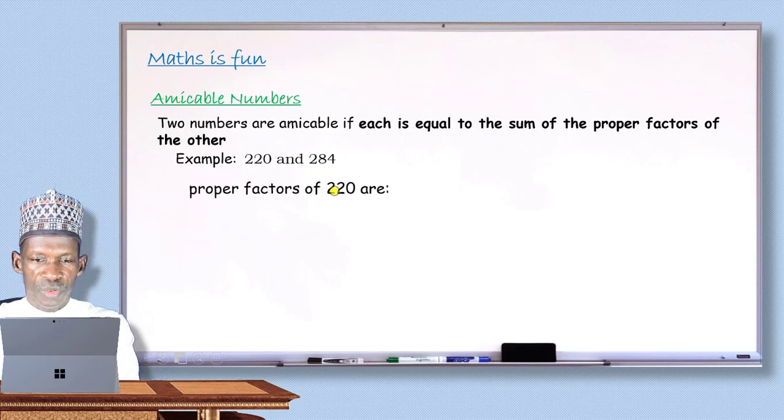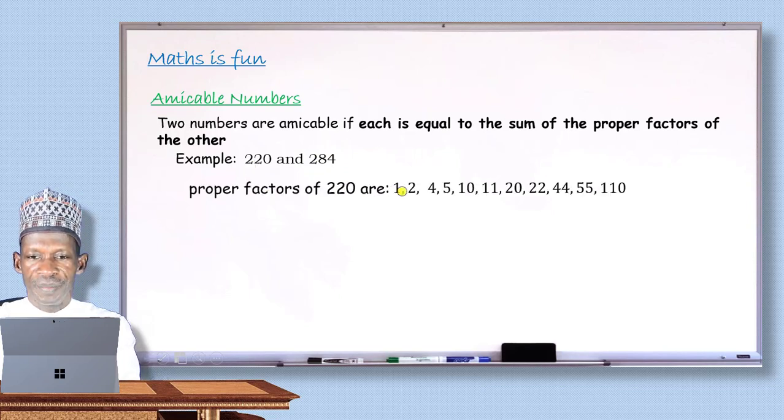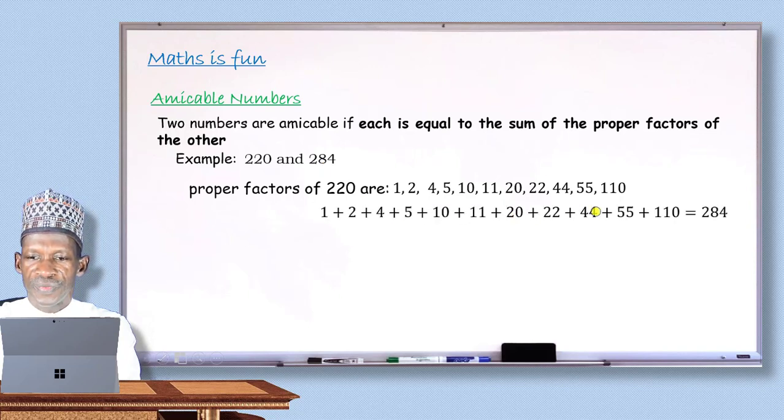So the proper factors of 220 will now be these numbers: 1, 2, 4, 5, up to 110. These are the proper factors of 220. If I now add these proper factors, what I expect to get is 284. Let me do that. So the sum of those proper factors, if you do this correctly with your calculator, is 284. You can see the sum of the proper factors of 220 gives you the other number.